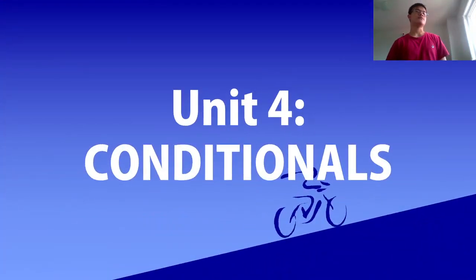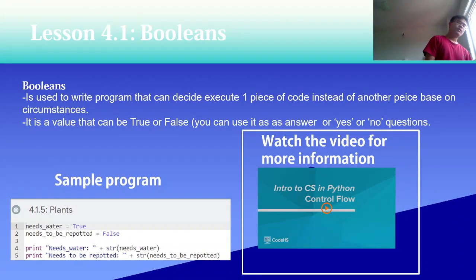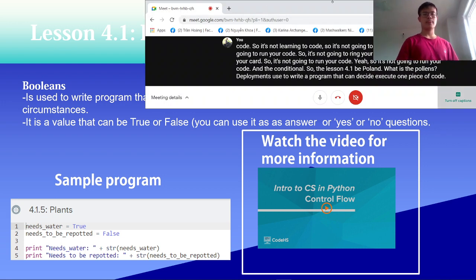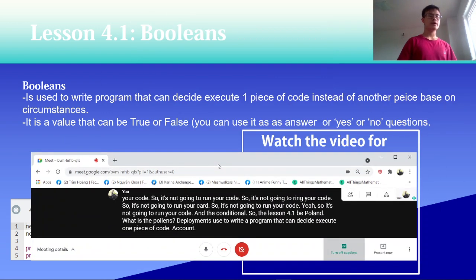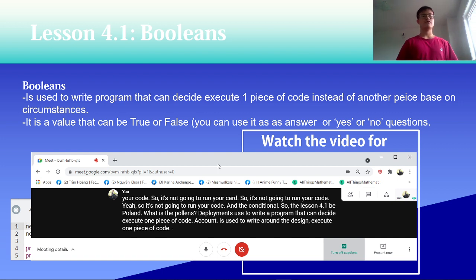And the conditional. So lesson 4.1, the Booleans. What are Booleans? Booleans are used to write a program that can decide to execute one piece of code instead of another piece based on the circumstances.